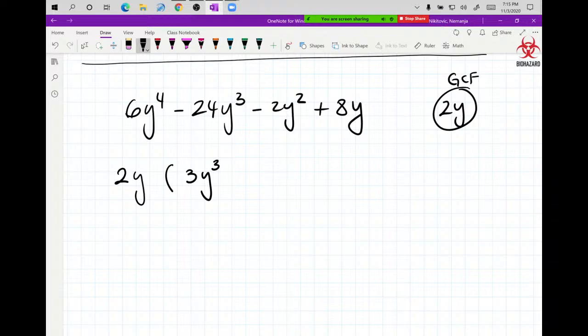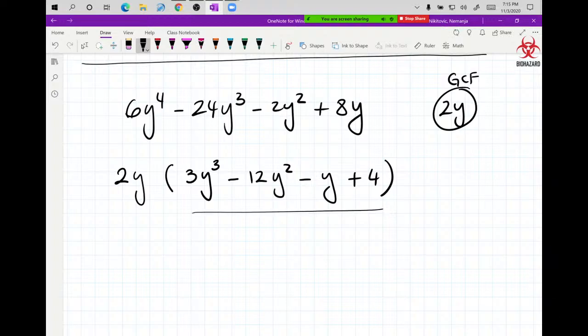So we can start this problem by kicking out 2y, which leaves us with 3y cubed minus 12y squared minus y plus 4. And then we just have to worry about this and see if we can factor that further. So that GCF that we studied first will always be something that you need to check first. And if you can, you will use the GCF first, and then you will go with grouping and all other techniques that I listed at the beginning of the class.